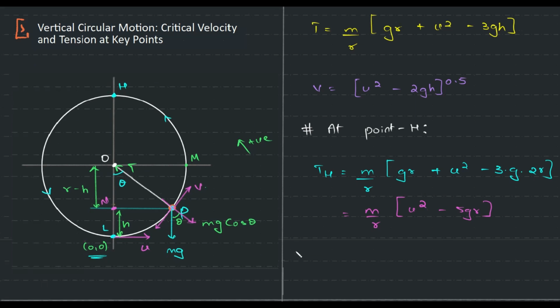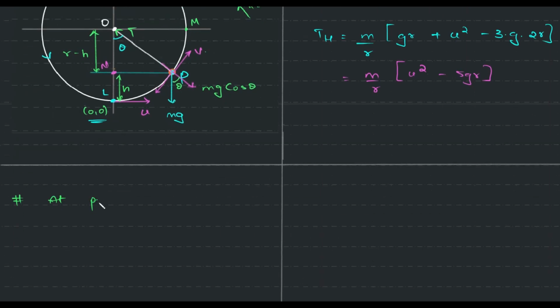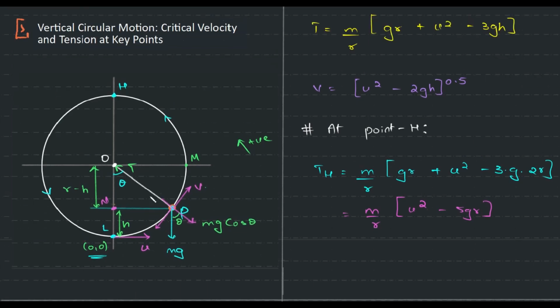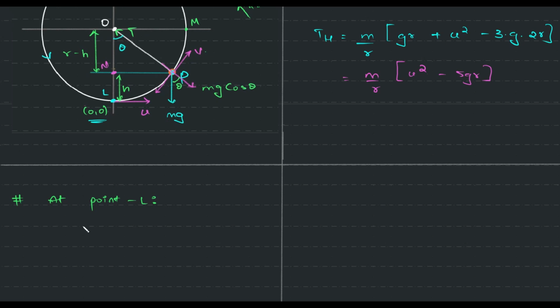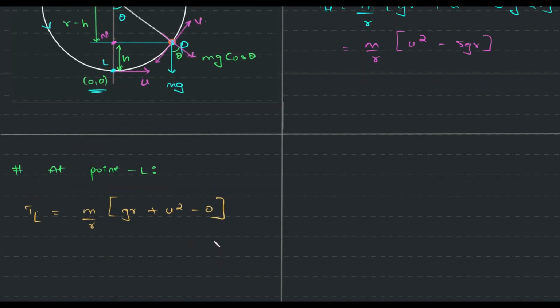Now let's look at the tension at the bottom, L. So at point L, these are all to do with tension. At point L, how will things change? So T of L is equal to m by r, this will not change, gr will not change, u square will not change, this will become 0 though, right? And that is your expression. So you can see the tension is higher at the bottom compared to the top.